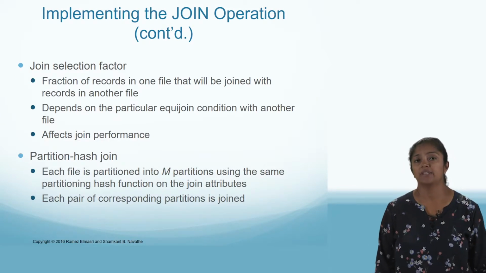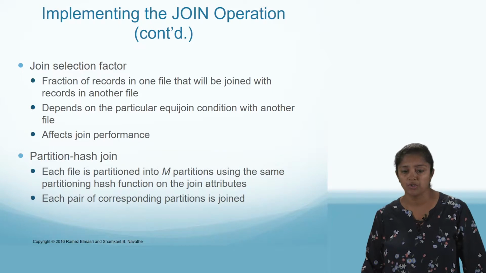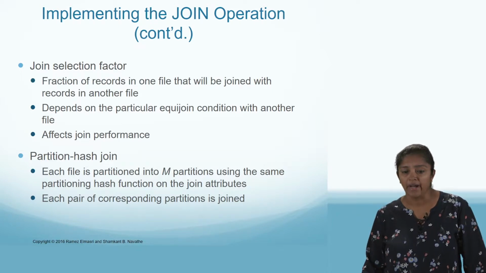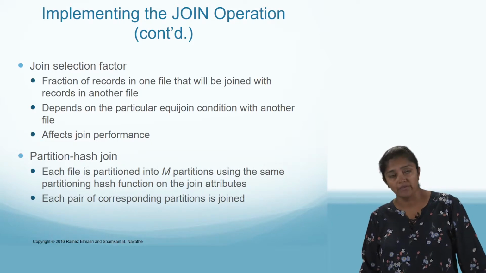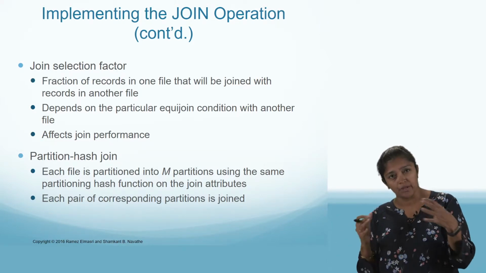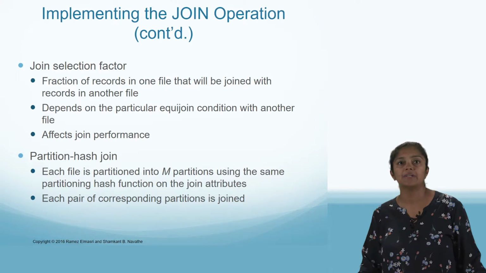Just like we have the selectivity ratio, there's also a join selection factor, and this is used in optimization. It involves looking at the fraction of records in one file that will be joined with the records in another file. So how many of them will pass the join condition.